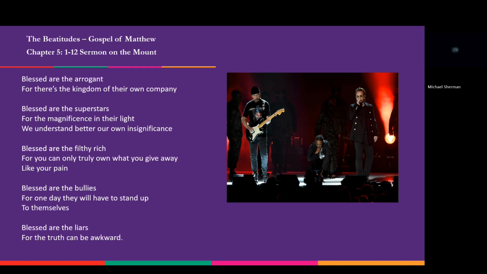Blessed are the arrogant, for theirs is the kingdom of their own company. End up in your own. Blessed are the superstars, for in the magnificence of their light, we understand our own insignificance. Blessed are the filthy rich, for you can only truly own what you give away, like your pain. Blessed are the bullies, for one day they will have to stand up to themselves. Blessed are the liars, for the truth can be awkward.